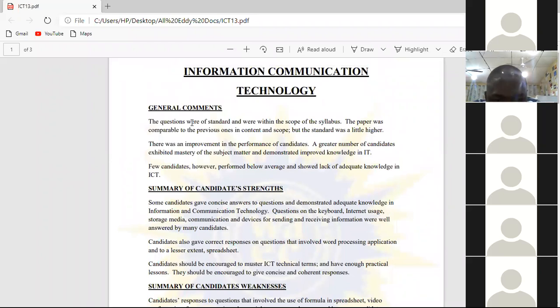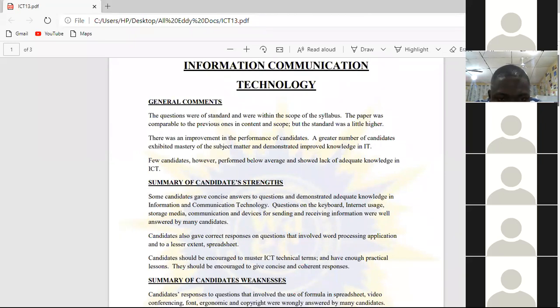The questions were standard and were within the scope of the syllabus. The paper was comparable to the previous ones in content and scope, but the standard was a little higher. There was an improvement in the performance of candidates. A greater number of candidates exhibited mastery of the subject matter and demonstrated improved knowledge in it. Few candidates, however, performed below average and showed lack of adequate knowledge in ICT. Improved knowledge in IT, not in it, in IT. Okay, let's go on. Summary of candidate strengths.